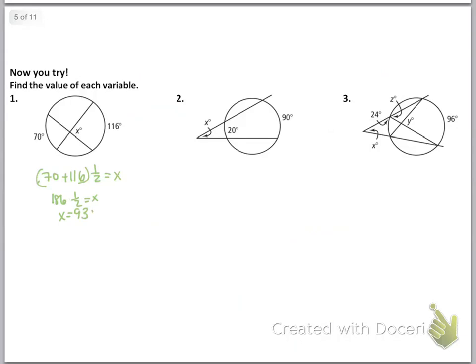Okay, this one, my angle sits on the outside, so we're going to subtract the two arcs that open up to it. So I'm going to do 90 minus 20, so big arc minus little arc. We take half of it, it's going to equal that angle measure. 90 minus 20 is 70. Cut 70 in half, x is going to be 35. Okay, my next one is kind of crazy.